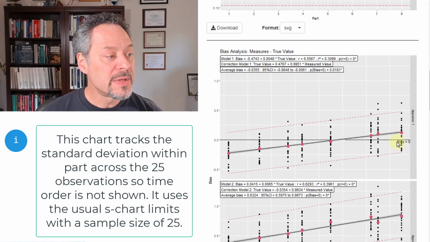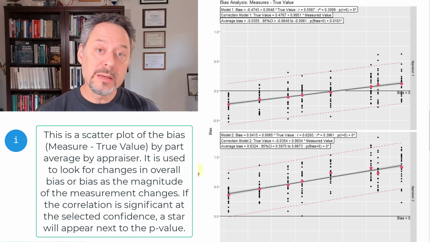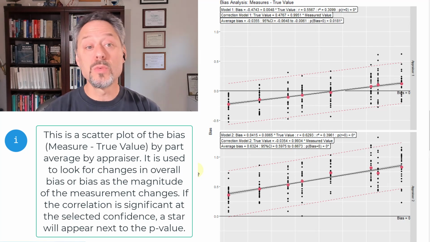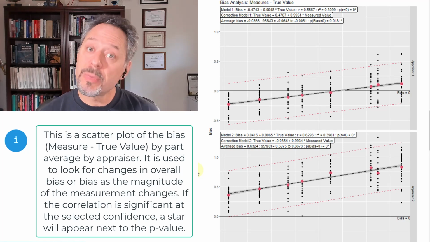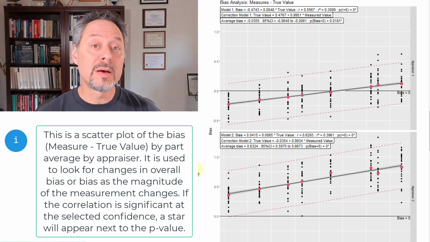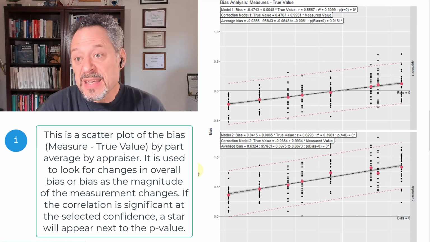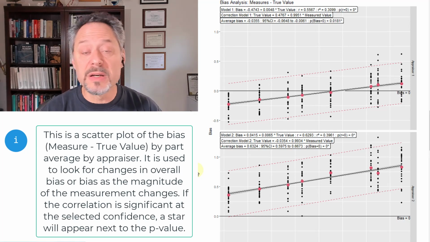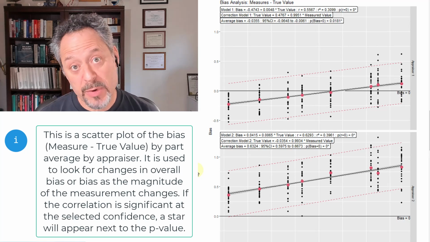So then we scroll down to the bias analysis. Now, because we have the true value, we can compare the true value back to what we're getting for the average of each of these different parts. And I'm going to be looking at two things here. One is what's called linearity. Linearity is looking at the change in bias depending on the magnitude of what I'm measuring. So if something's thinner, maybe it's got less of a bias, and as it gets thicker, maybe it's got more of a bias. That's exactly what we see here.